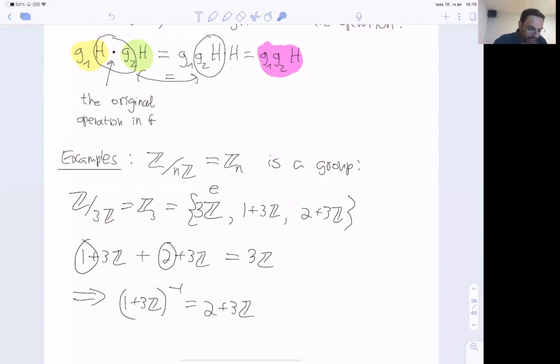And our new E is not the E from Z, because the E in Z was 0, that's all. The new E in this group is this subgroup.